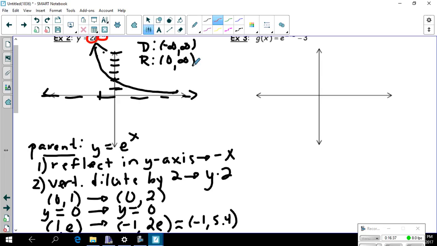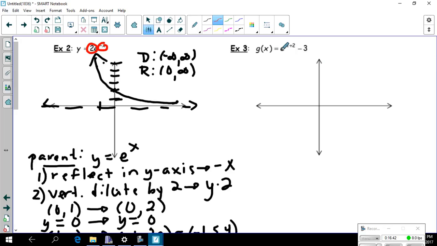Okay, one other one over here. We've got g of x equals e to the x plus 2 minus 3. Try to section this off here for us. So again, what's our parent function? Parent function is always y equals, and it's the base, which is e to the x. Talk about transformations. What does this function have that our parent does not? We've got a plus 2 up here, a minus 3 there. Which of those has to happen first? Since the plus 2 is in the exponent, that has to be the first thing.